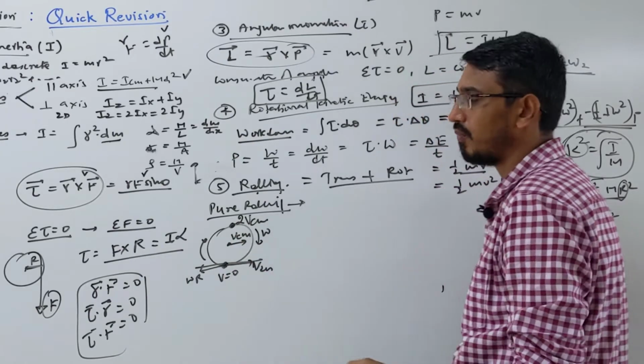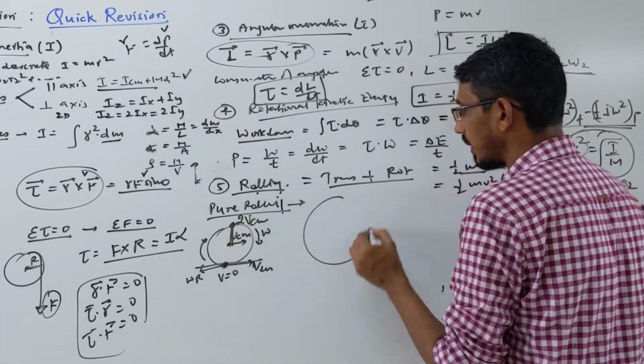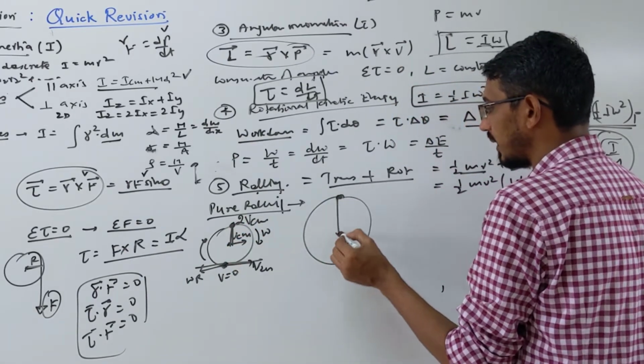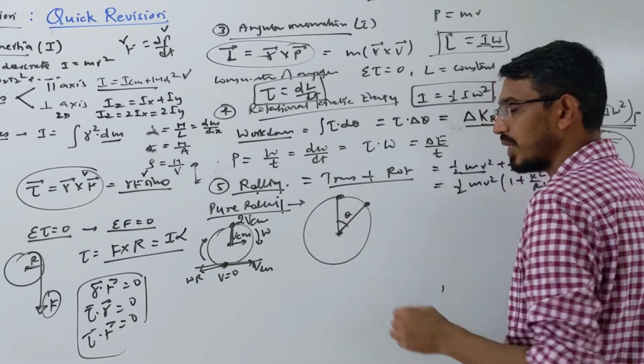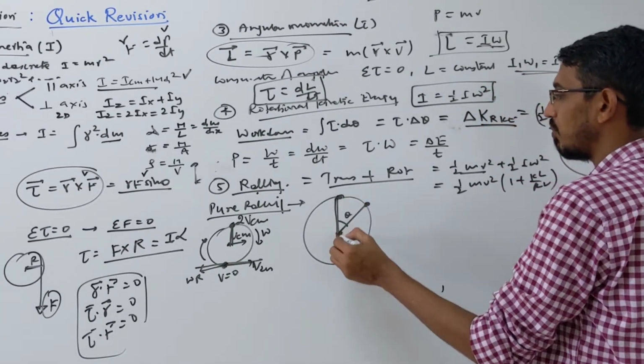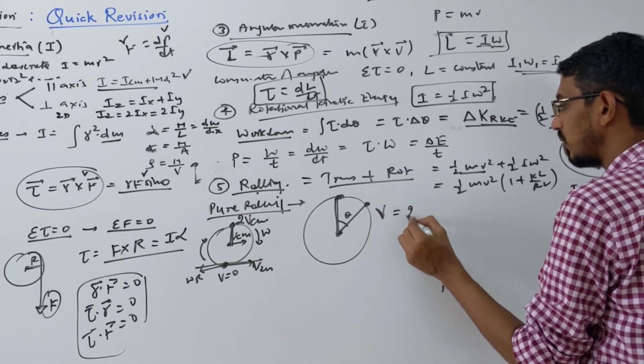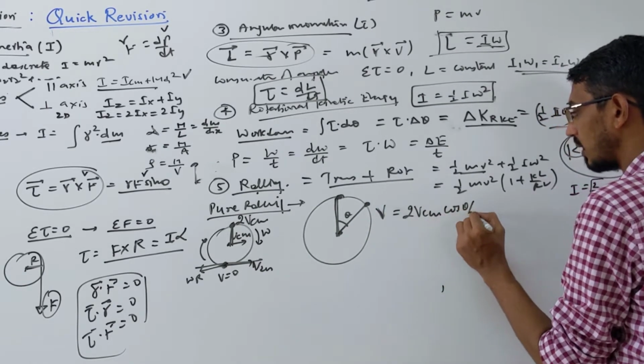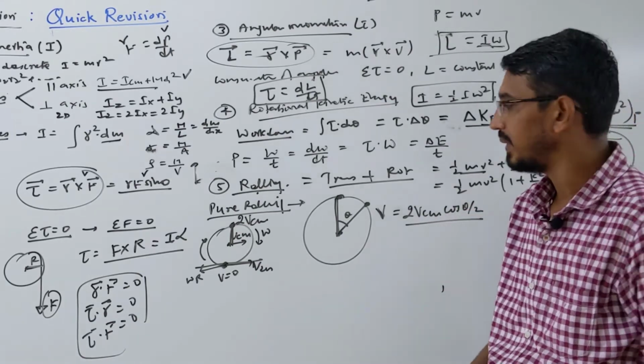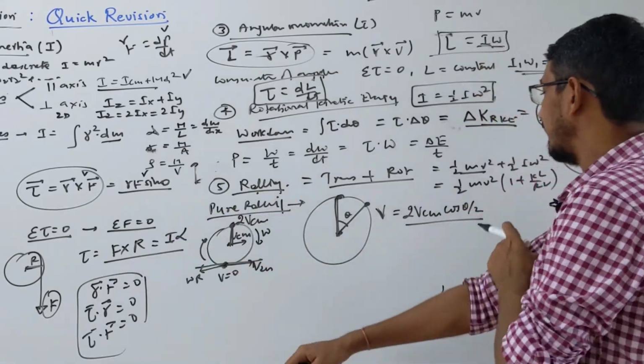So at any point you can find the velocity with respect to that point. Let me draw it again. Suppose we talk about this point, then at any general point at angle theta with respect to the top point, the net velocity becomes 2 v cm cos theta by 2. This shortcut formula we have learned, right? Yes. So okay, this is pure rolling.